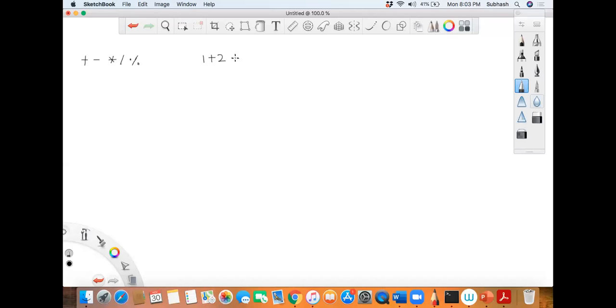Read out. 1 plus 2, multiplied by 4, star 4 plus 5, minus 2 plus 1, modulo 2 divided by 2. Okay, so what is this called as? This is basically called as an expression, isn't it?